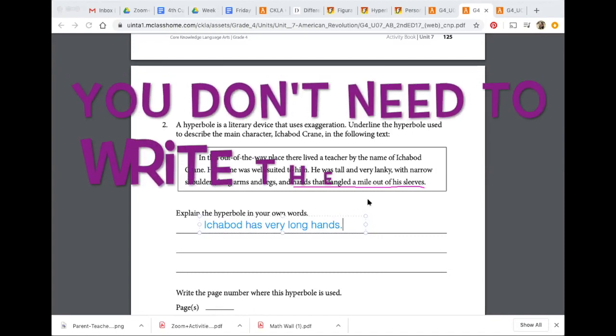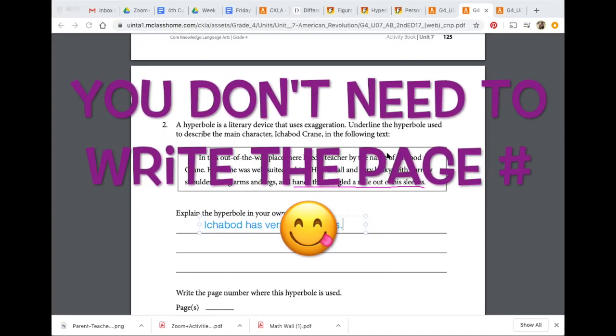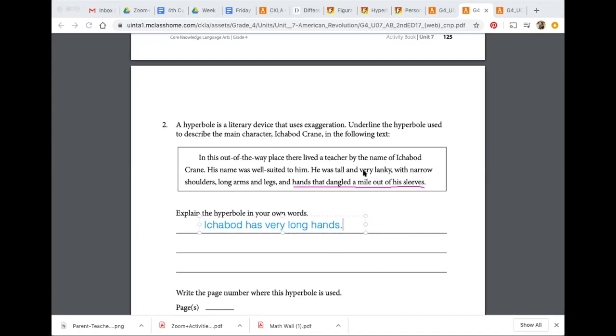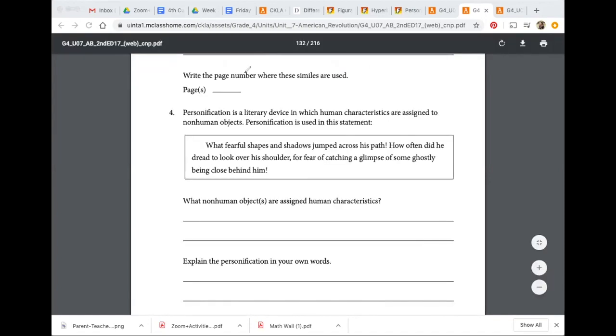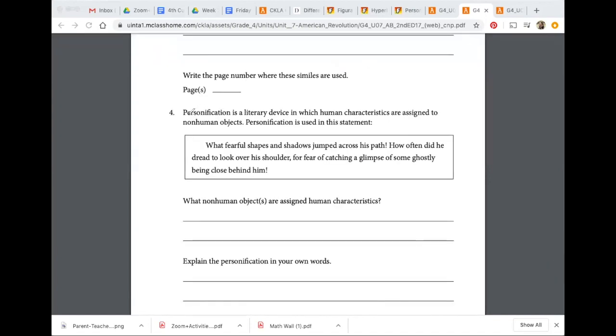I'm not going to require you to write the page number because I know it's kind of hard to go back and forth between the reader and this. That's why I'm wanting to do it there with you. And the last one I'm going to talk to you about is on number 4. Yep, we skipped on over to number 4. We're going to go straight to personification. I love this one. Personification is a literary device in which human characteristics are assigned to non-human objects. Okay, so let's learn what it is.